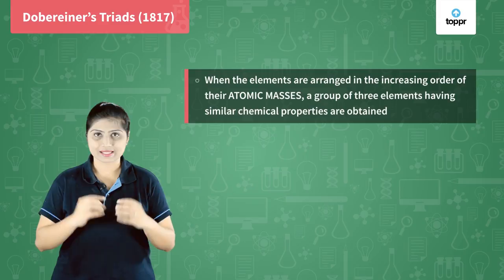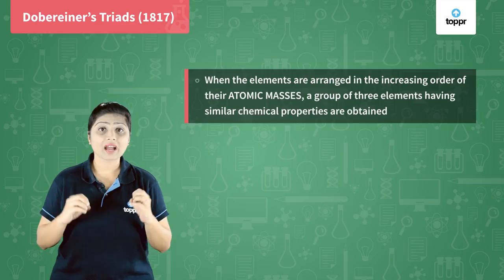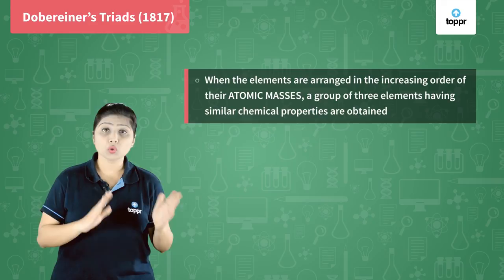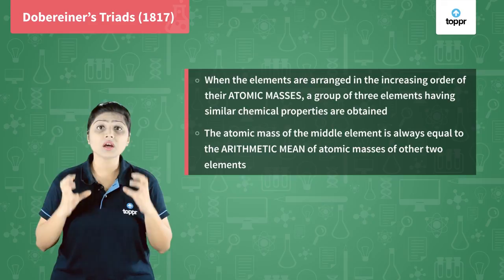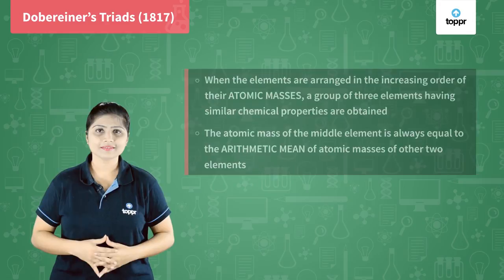He started classifying elements in the increasing order of their atomic masses. He found out that a group of three elements can be obtained having similar chemical properties. He also observed that in each group of three elements, the middle element's atomic mass is always equal to the arithmetic mean of the atomic mass of the other two elements. Confused? Let me give you one example.